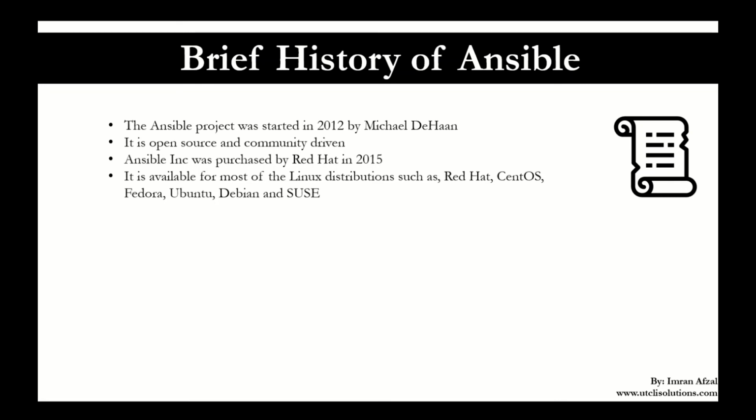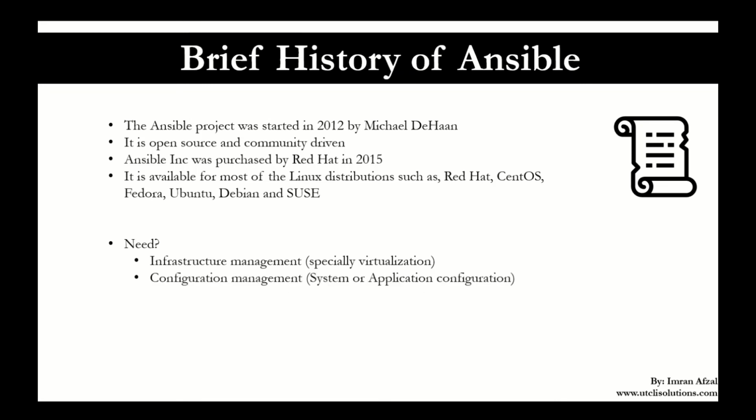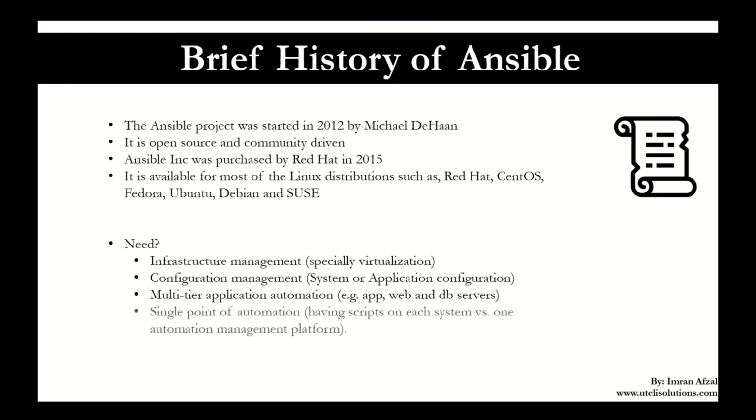All right, let's take a quick look at the need for Ansible. Once again, very fast infrastructure management, especially virtualization. When we have thousands of virtual machines and we build virtual machines in a very fast way, you don't want to build them manually. It becomes cumbersome and tedious. That's when you use Ansible. Configuration management for system and application, multi-tier application automation like orchestration. Single point of automation, meaning if you have one server like Ansible, you could change everything on that server and then push it out to all the rest of the world, meaning the rest of the virtual machines.